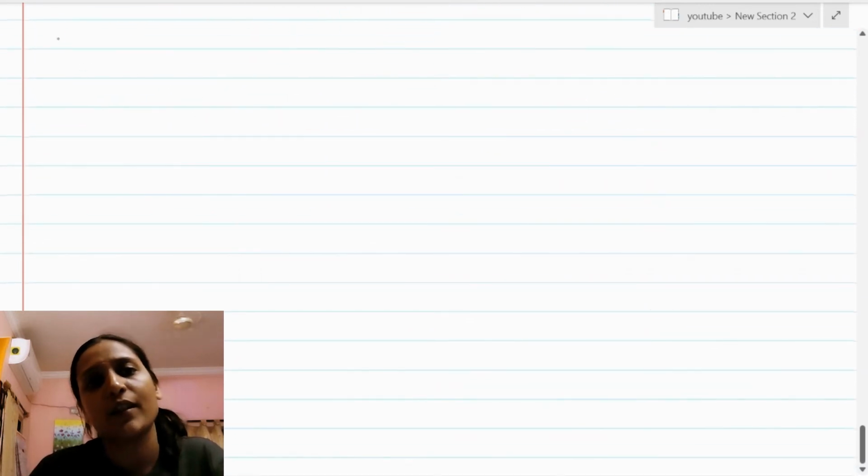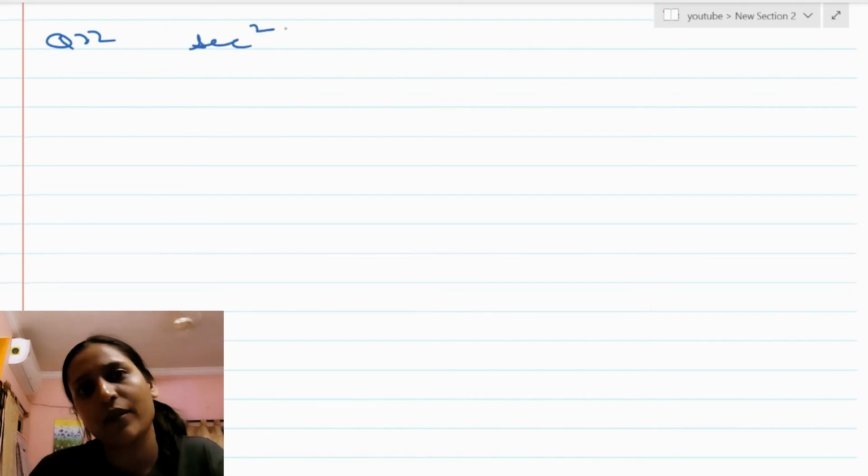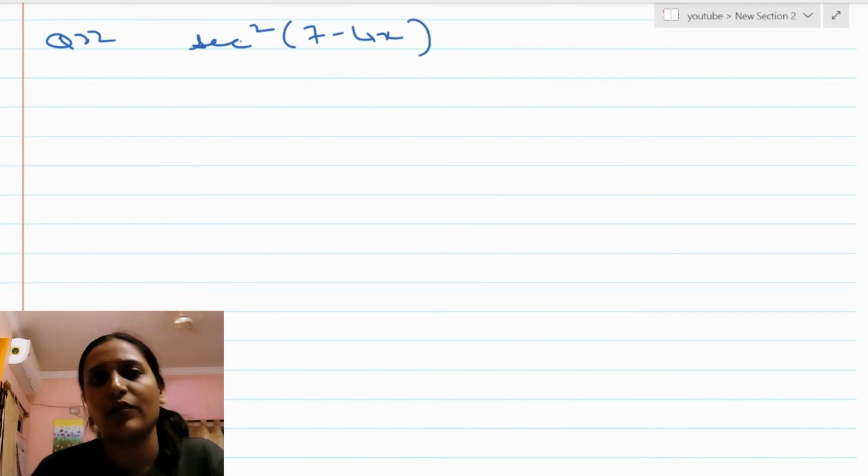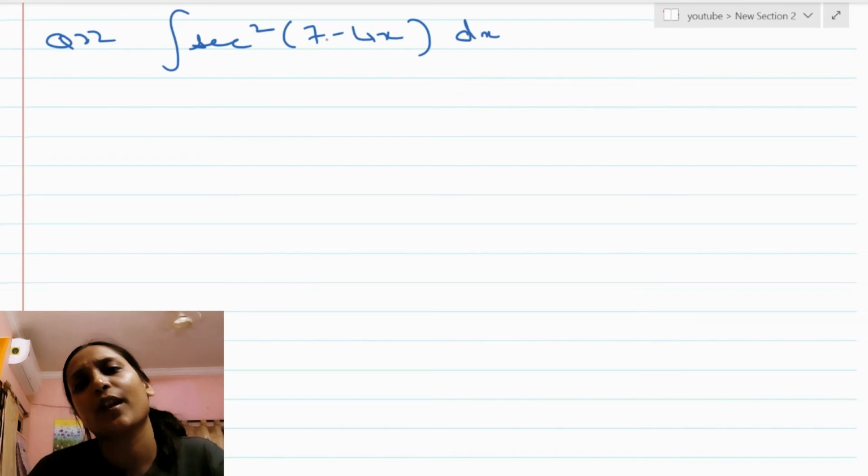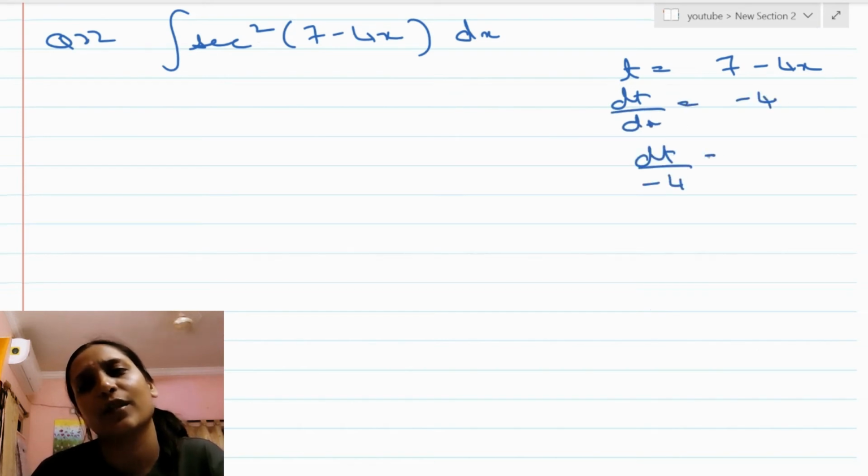Now let's move ahead with the 22nd question. 22nd question is a trigonometric question. Secant square of 7 minus 4x. So we already know secant square's integral should be tan x. So this is the part that we would have to substitute. So t would be equal to 7 minus 4x. So dt by dx would be equal to minus 4, or dt by minus 4 is equal to dx.